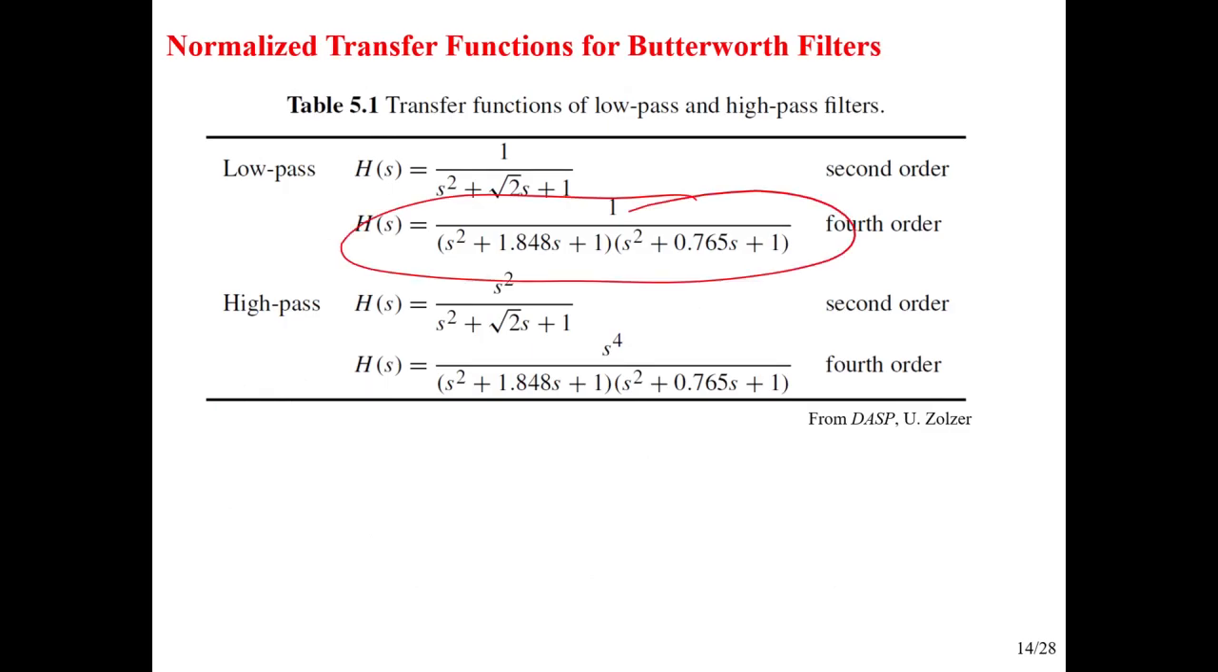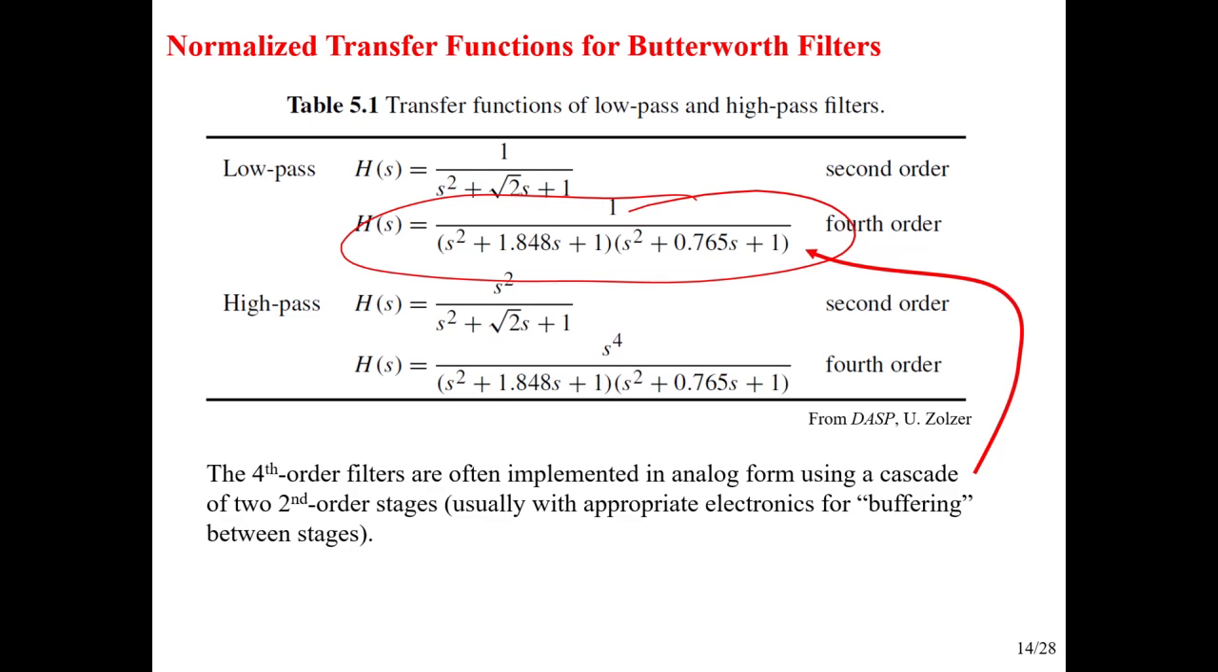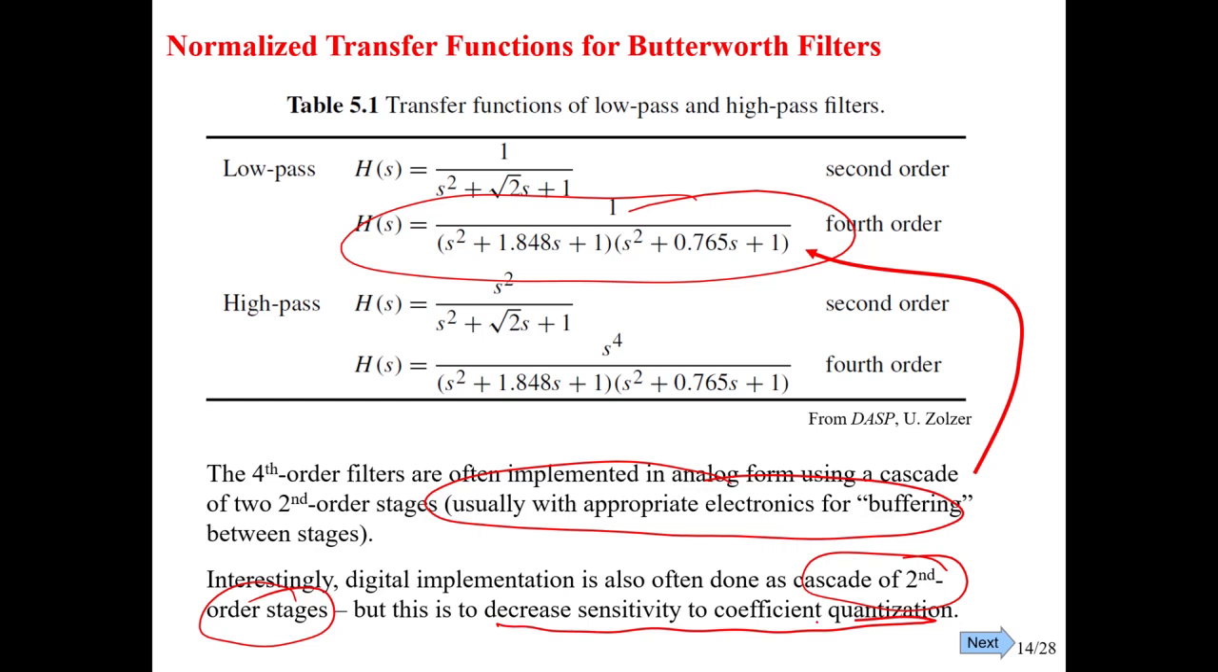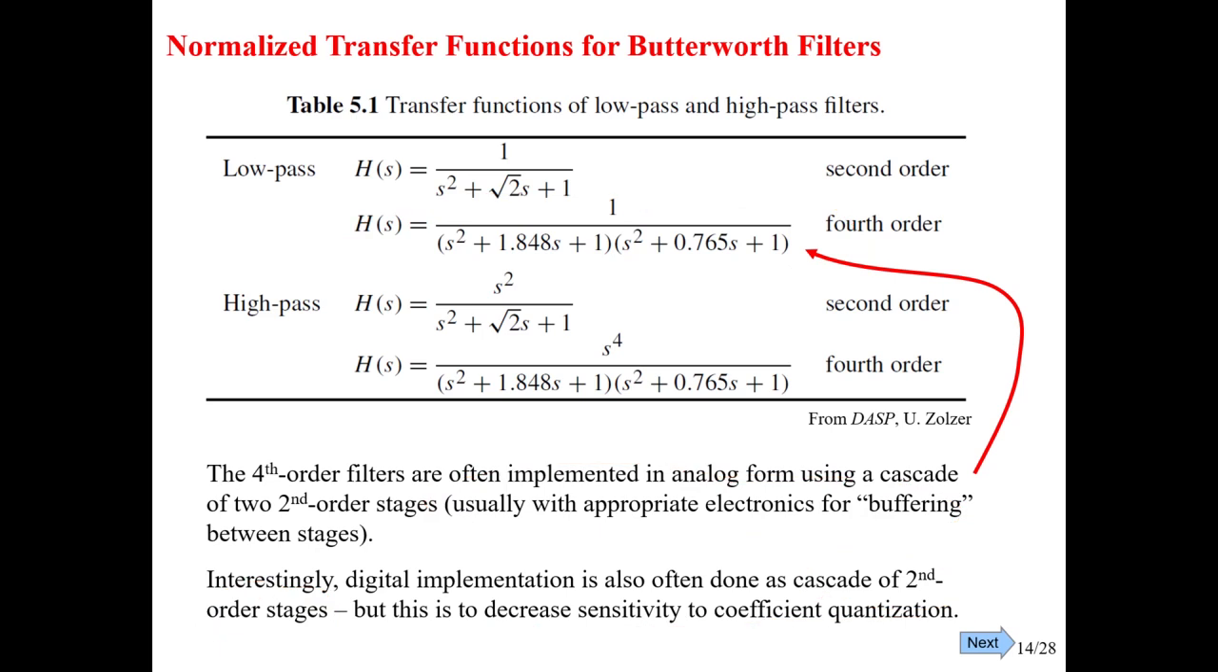But this is digital audio signal processing. So we want to do this digitally. And it turns out that we often do digital implementations with a cascade of second order stages, but not because of this buffering needed. It has to do with sensitivity to the coefficient quantization. And that's something that's important in implementation of audio filters. I'm not going to go into it in this course, but find a good DSP book, and there's always a chapter in there about the effect of coefficient quantization. Read that chapter and you'll have it.